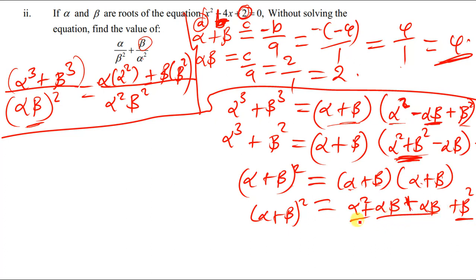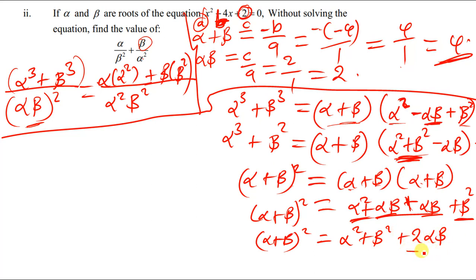When you add alpha beta and alpha beta, you're getting 2 alpha beta. So you're going to get alpha plus beta squared is equal to alpha squared, I'm putting this part and this part together, plus beta squared. Then this alpha beta and this alpha beta, when you add them, you're getting 2 alpha beta.